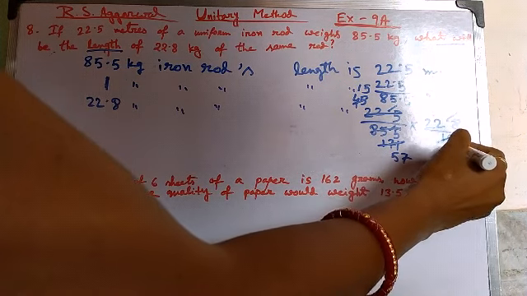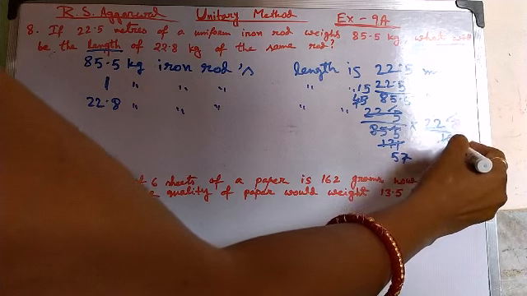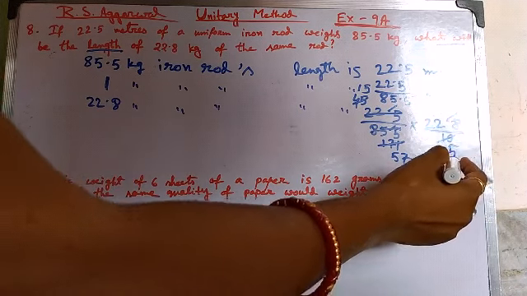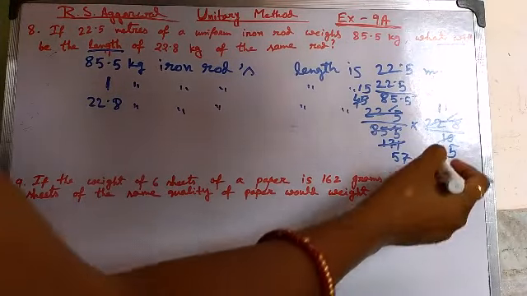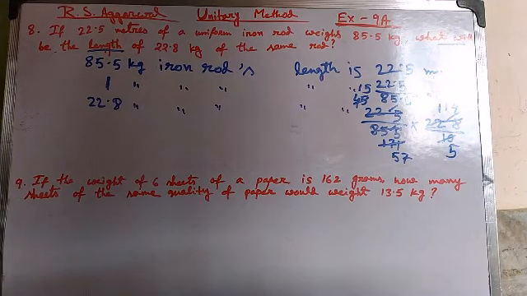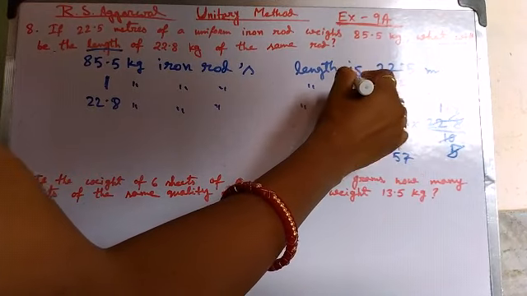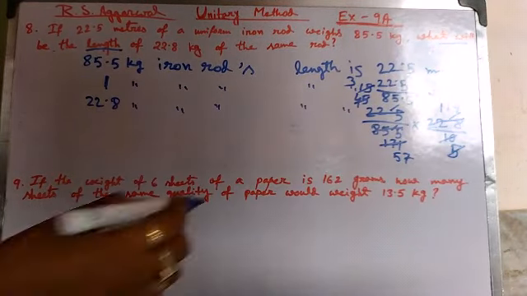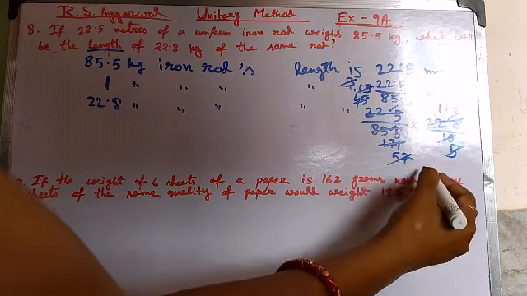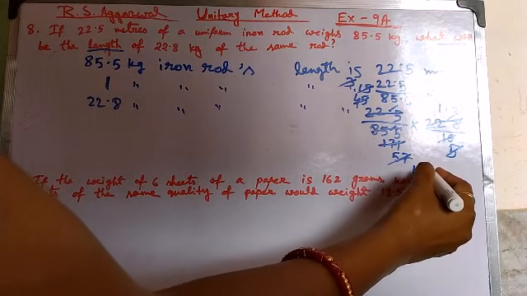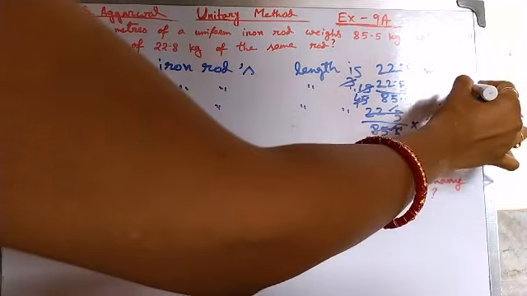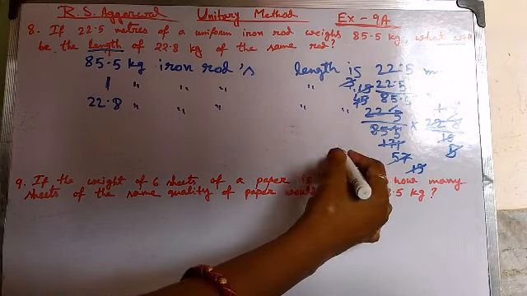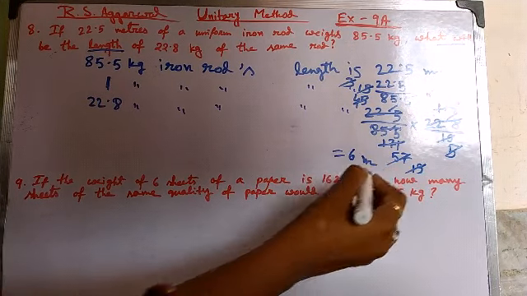This can be cut by 2, 2 5s are 10, 2 1s are 2, 2 4s are 8. Then by this 5, this can be cut, this 3 and this 3, this 57 can be cut, 3 1s are 3, 3 9s are 27. Then this is 19, 19 6s are 114. So answer is 6 meter.